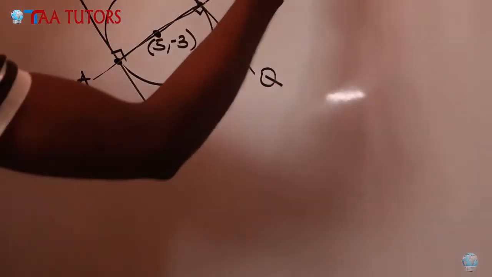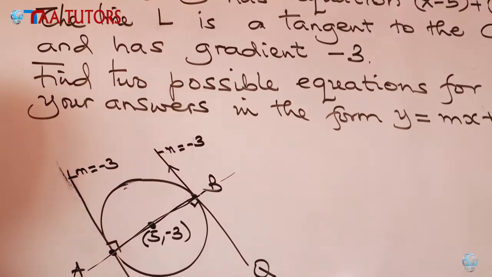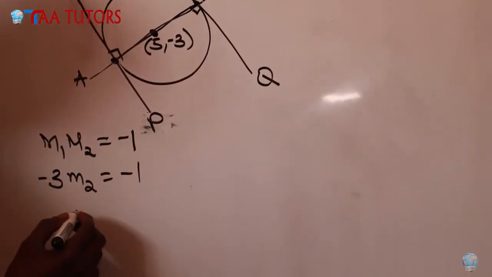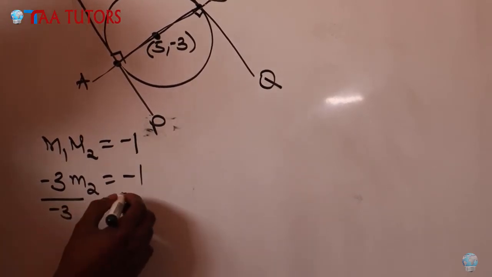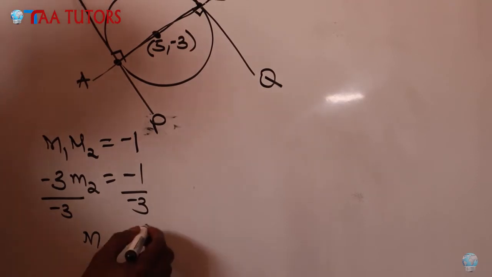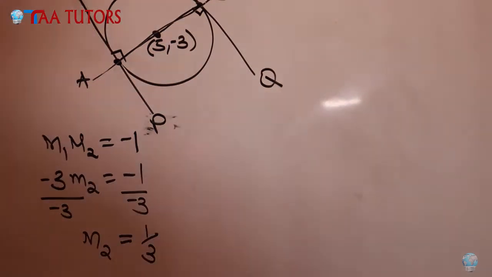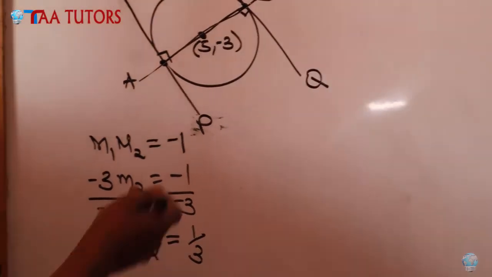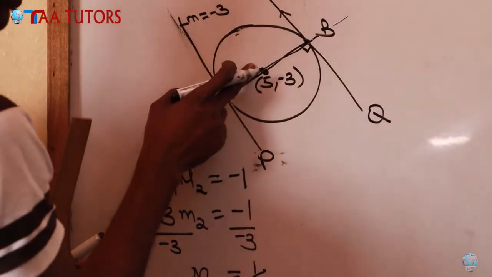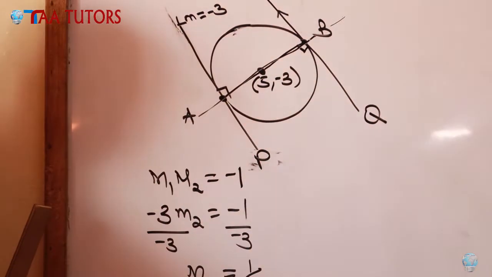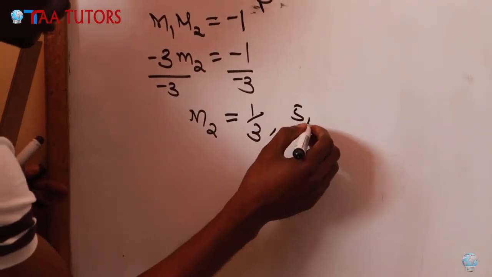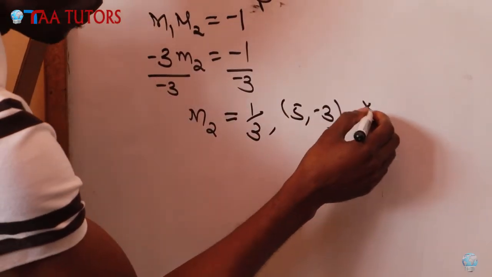So the product will give me -1. Luckily, we are given the gradient of the tangent to the circle, which is -3, so -3 times M2 will give me -1. It means that if I divide by -3 on both sides, the gradient of the chord will be +1/3. Now I have the gradient of the chord, which is 1/3. If I have that gradient and one of the coordinates where that chord is passing, I can get this equation. And how do I do that?